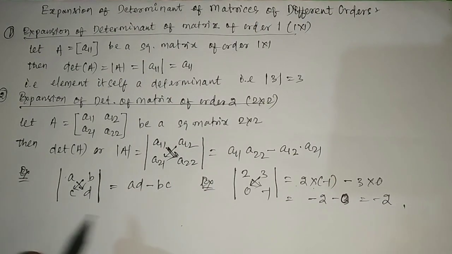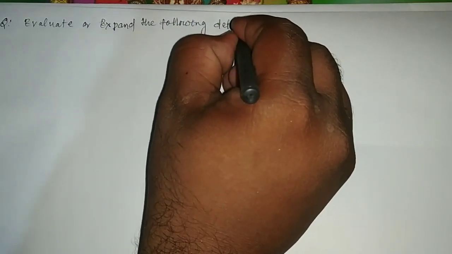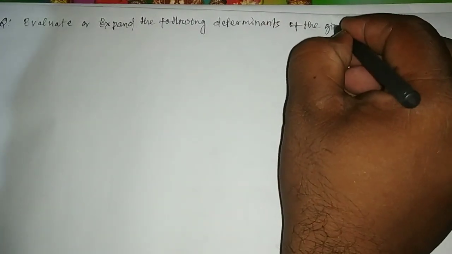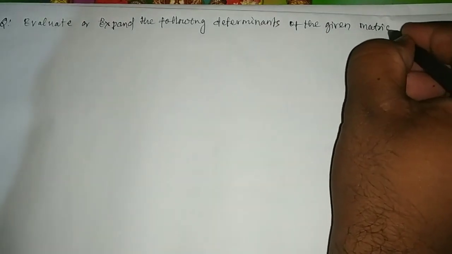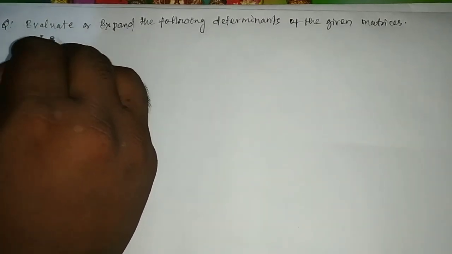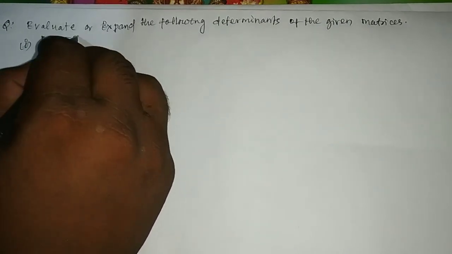Let's discuss some questions. Question: evaluate or expand the following determinants of the given matrices. First one is 3, 5, minus 2, 4.